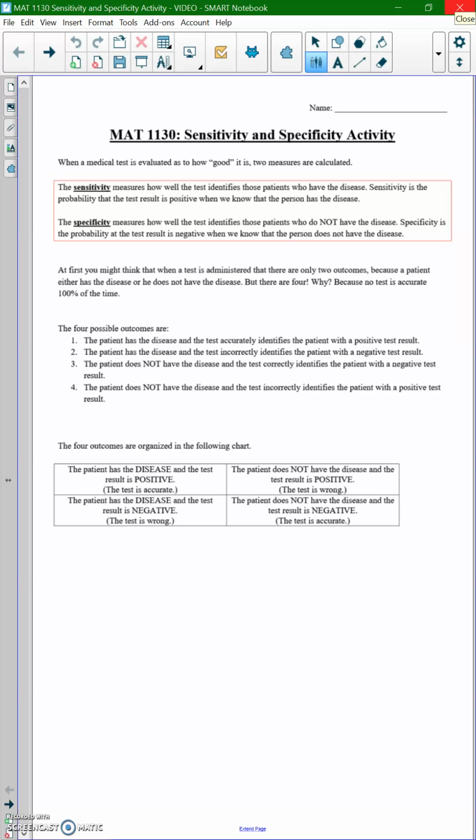All right, today, guys, we're going to take a look at the sensitivity and specificity activity. This is going to focus in on the results that come back when we administer any medical test. So let's look at our intro here.